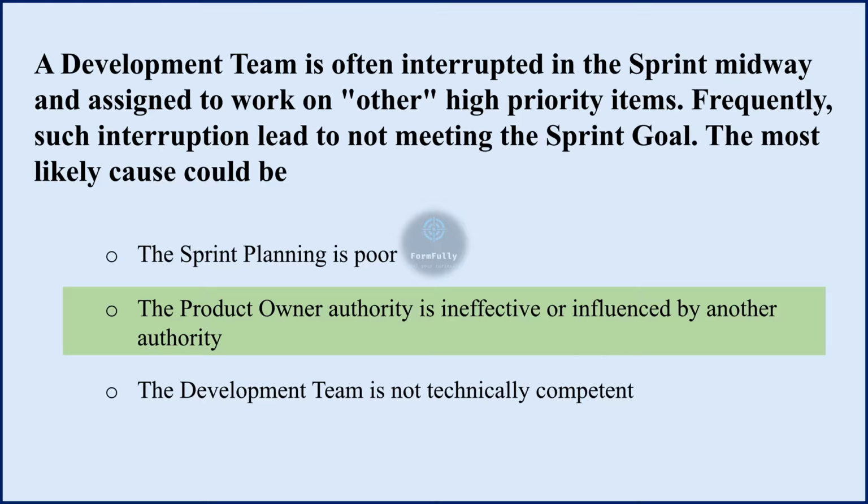In Scrum, it is essential that the development team is able to focus on the work they have committed to during the sprint. The authority and responsibility for managing the sprint backlog and deciding what work to include in the sprint lies with the product owner.